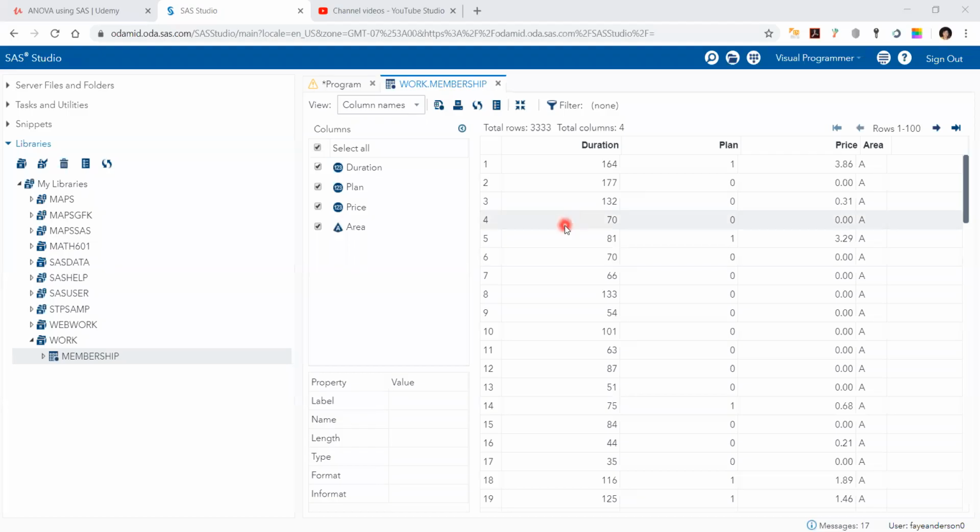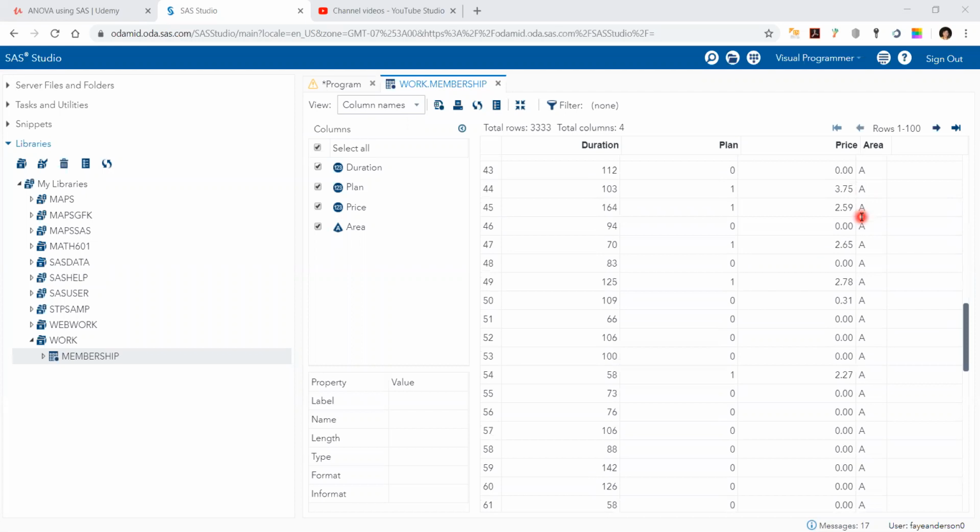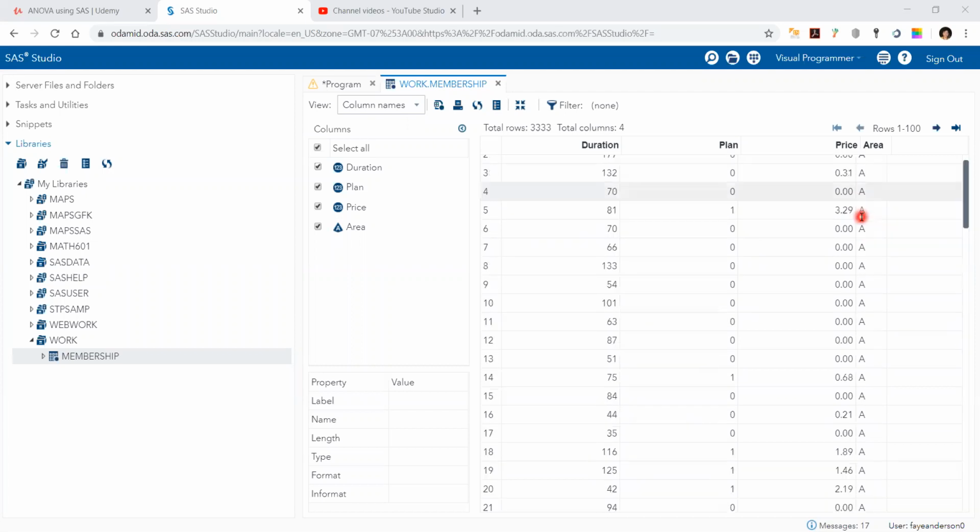Hello, in this video we demonstrate two-way ANOVA and n-way ANOVA. So we have the data membership, it has these variables: duration in weeks for membership, whether the subscriber or the customer has a plan or not, the paid price, how much they paid for that plan, and also the area. And we have, I think, three areas, A, B, and C.